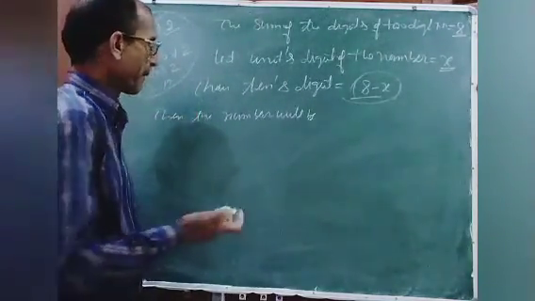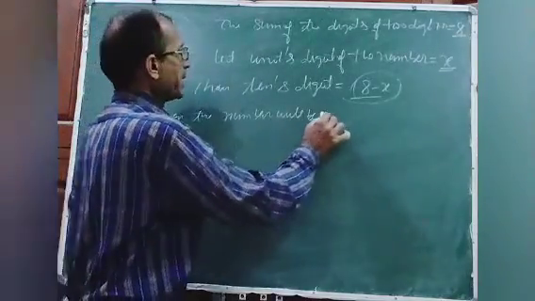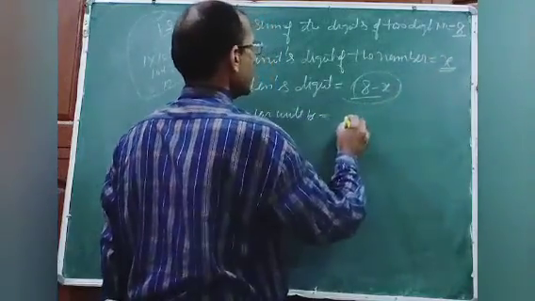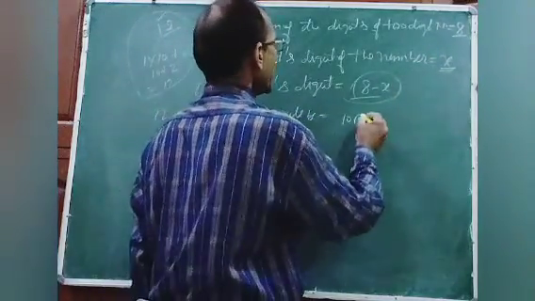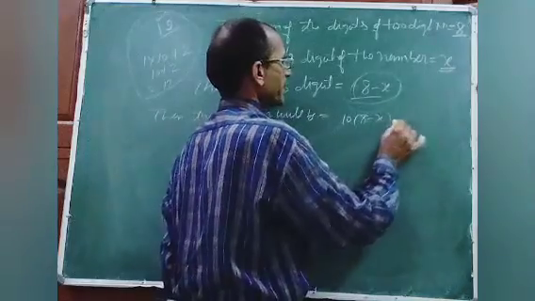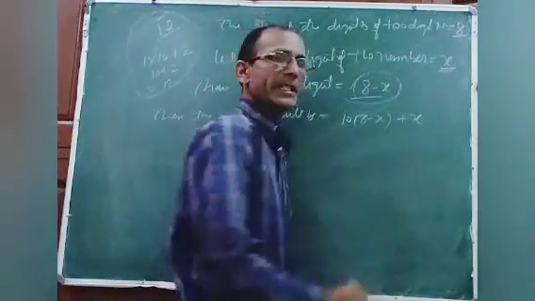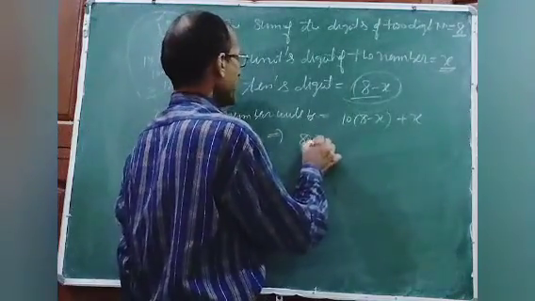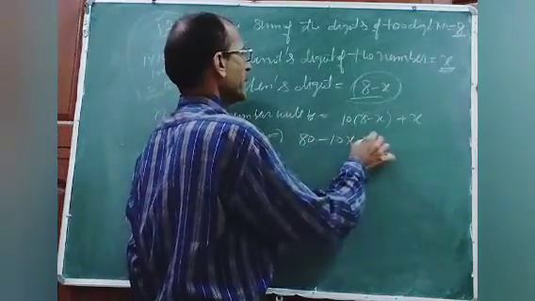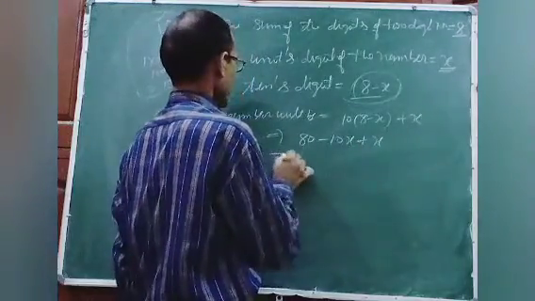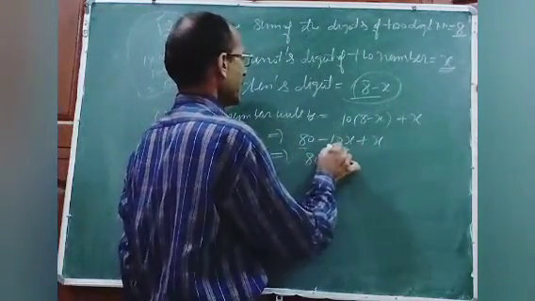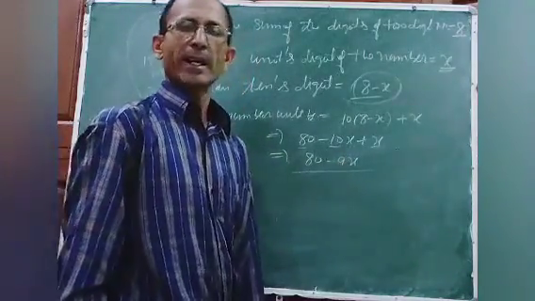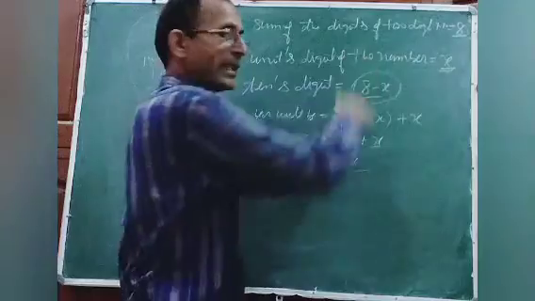Now the number is, this is tens digit and this is units digit, so 10 into (8 minus x) plus add units digit, so this is added. Now solve the bracket: 80 minus 10x plus x, so 80 minus 10x plus x becomes 80 minus 9x. So this is the original number according to this statement.